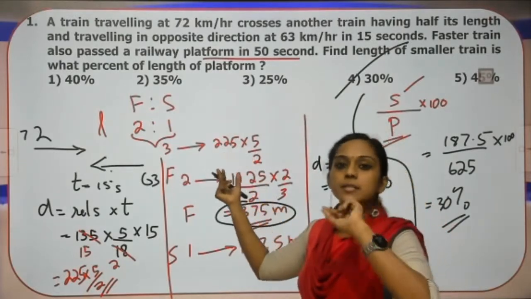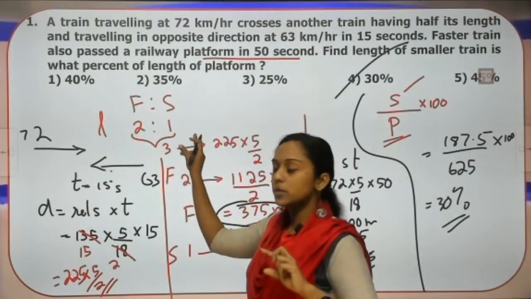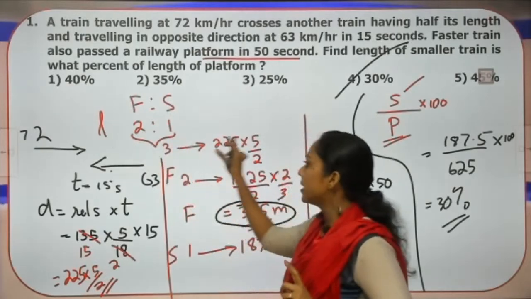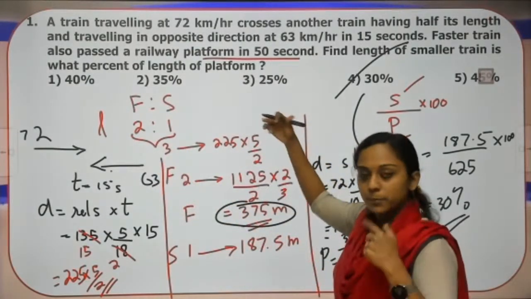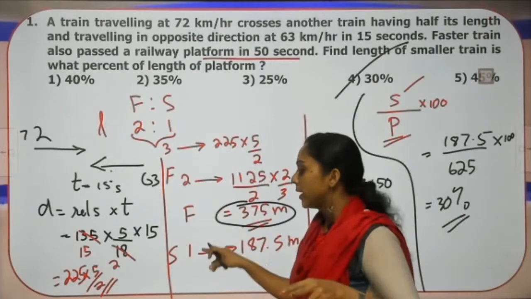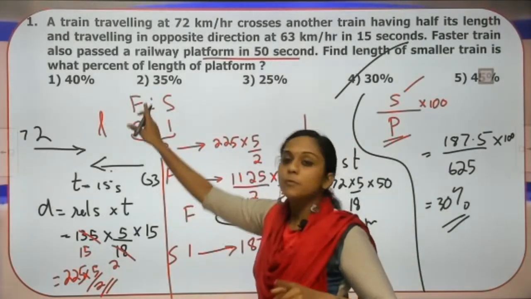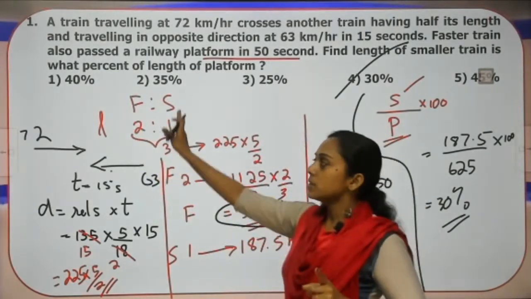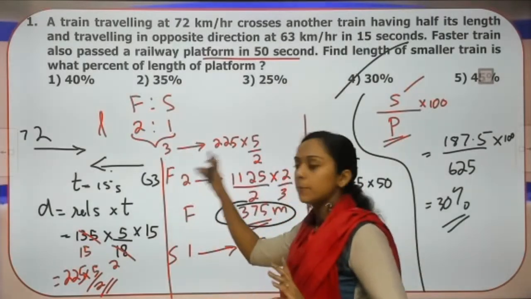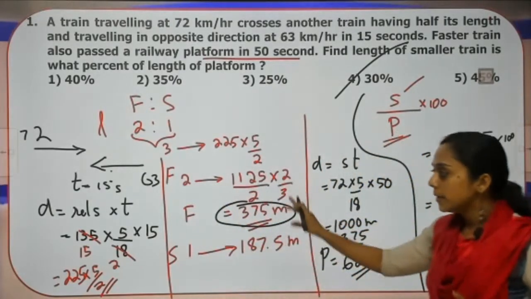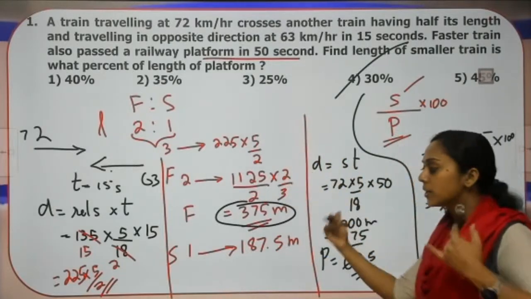That is actually the sum of the length of the faster train plus the slower train. So the sum of the ratio, 3, is given as 1125 divided by 2. Then find out how much is 2 and how much is 1. 2 represents the length of the faster train and 1 represents the length of the slower train. Just apply simple unitary method. Okay. Now you know the length of the faster train and the slower train.